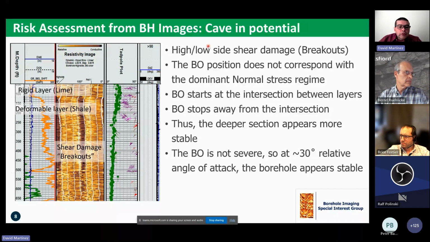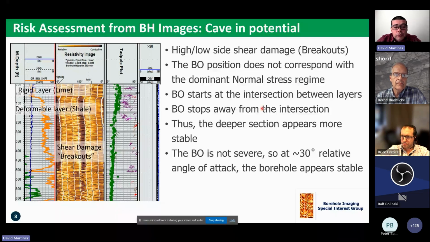Okay, so a few observations about this image. The breakout, or the apparent breakout, forms in the high side, low side of the borehole. The breakout position does not correspond with dominant normal stress regime. What I mean by that is that if this well is drilled in SH mean direction, we should see the breakouts on the sides of the borehole. But they appear on the top side and low side.